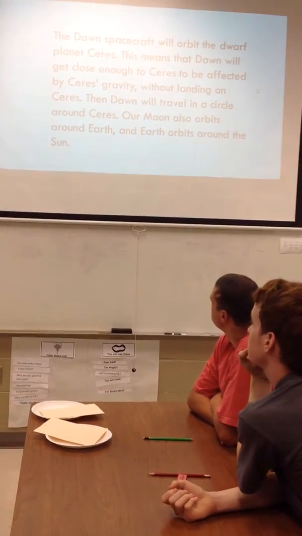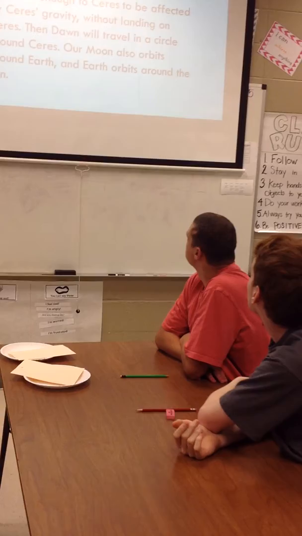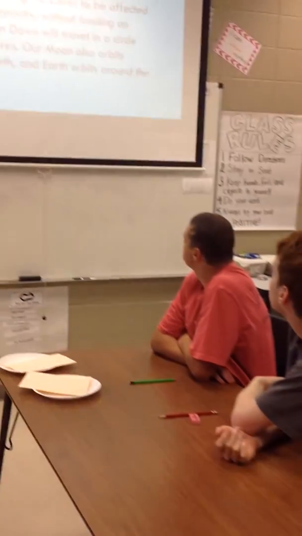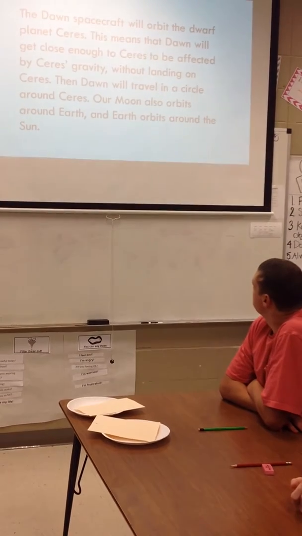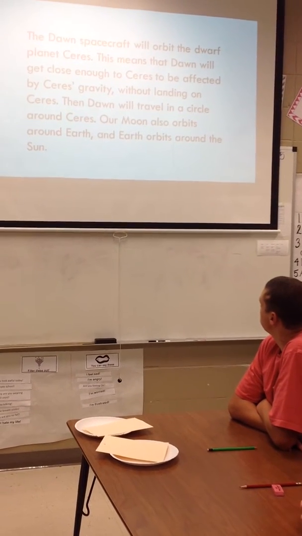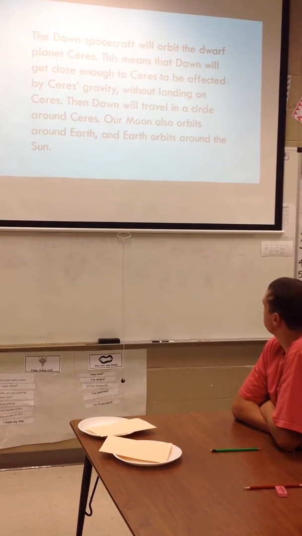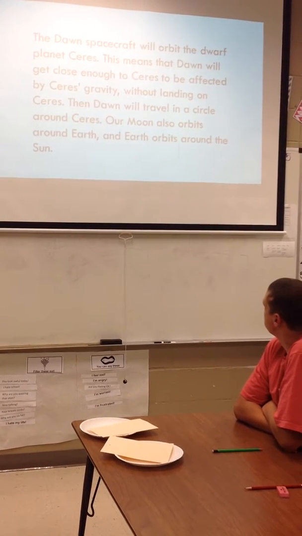Can you read that for me, Richard? The Dawn spacecraft will orbit the dwarf planet Ceres. This means that Dawn will get close enough to Ceres to be affected by Ceres' gravity without landing on Ceres. Then Dawn will travel in a circle around Ceres. Our moon also orbits around Earth, and Earth orbits around the sun.